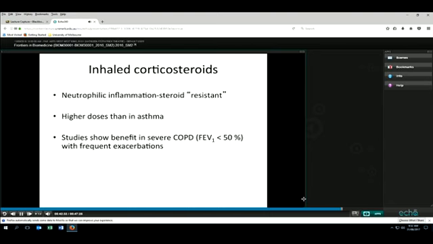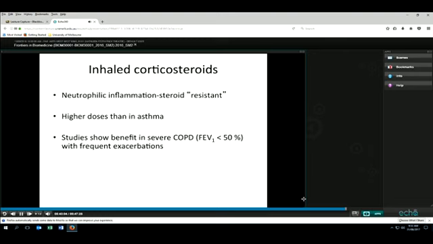Inhaled corticosteroids are much less effective because of the difference in pathobiology of the inflammation. Being neutrophil predominant inflammation, inhaled corticosteroids only achieve a very little amount. And in fact, it's isolated to people who have severe airflow obstruction and who frequently exacerbate. So if patients are not in that group, then they're likely to do worse with inhaled corticosteroids, and that relates to the increased rate of lower respiratory tract infection secondary to high-dose steroids.